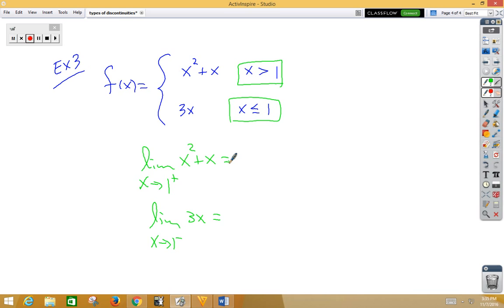So when I plug in my 1 to my top limit, I get a value of 2. When I plug in my 1 to my bottom limit, I get a value of 3. Since these two values are not the same, we have a jump discontinuity at x = 1.